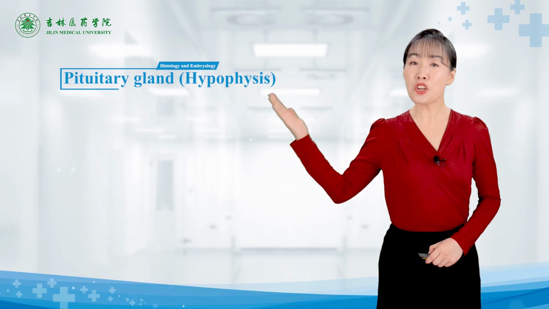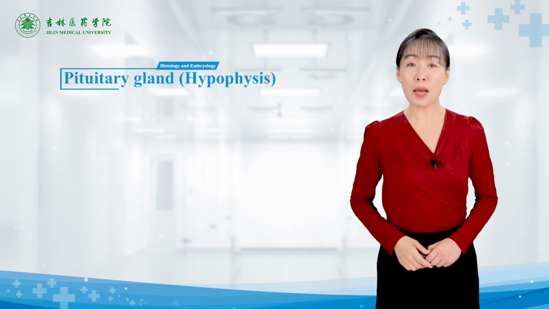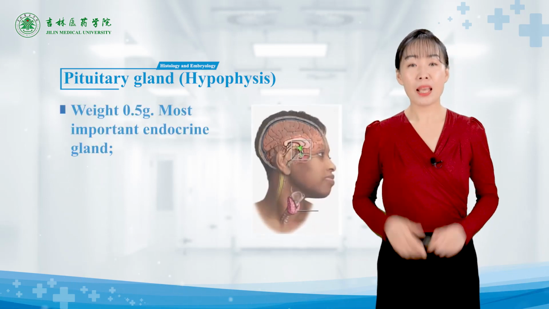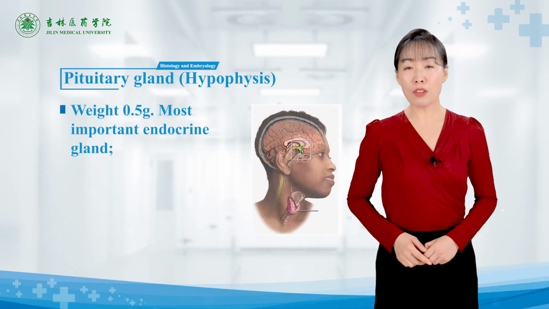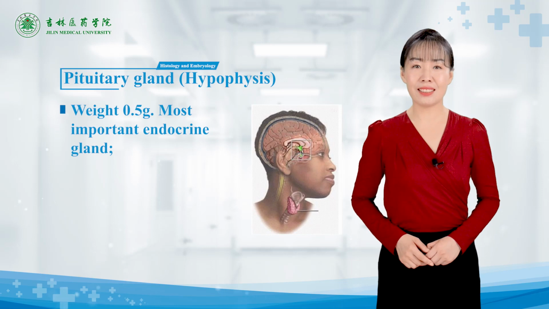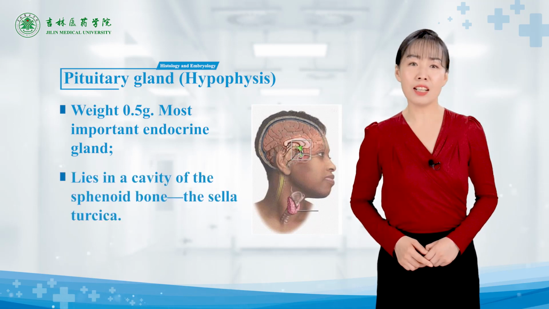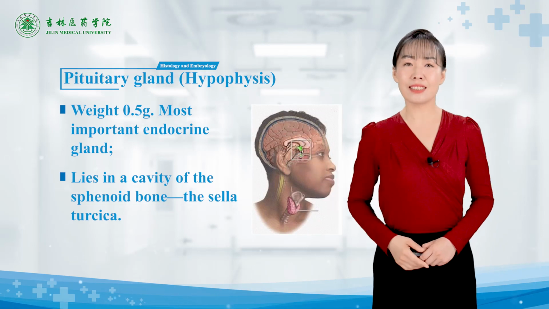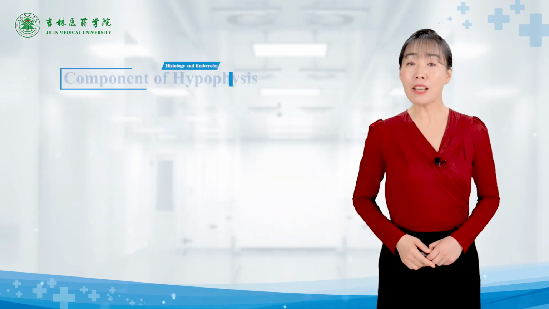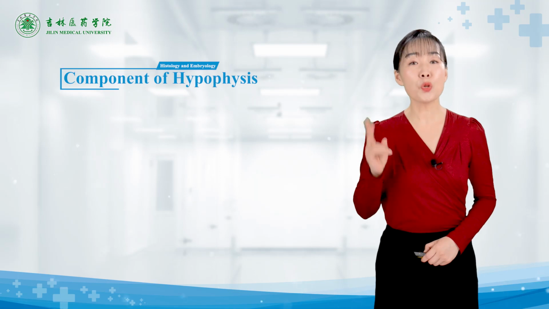Let's study pituitary gland or hypophysis. It weighs 0.5 gram. Most important endocrine gland, it lies in a cavity of sphenoid bone, the sella turcica. Hypophysis is divided into two portions.